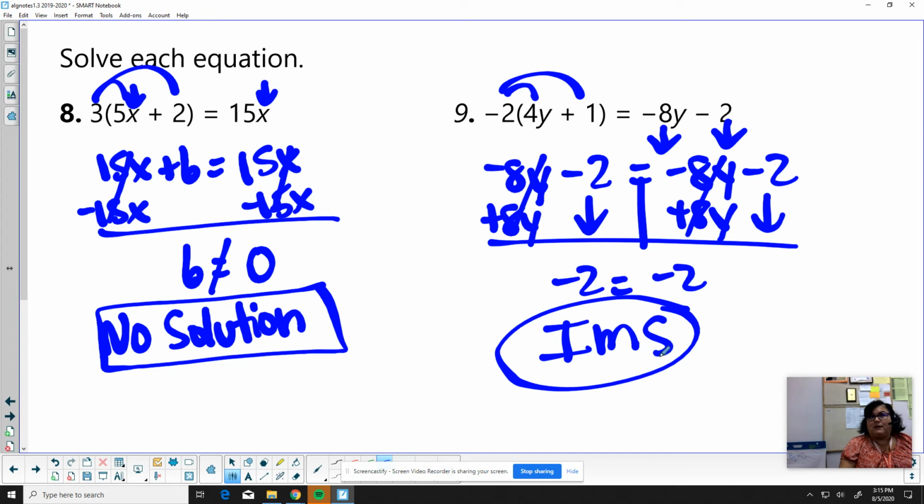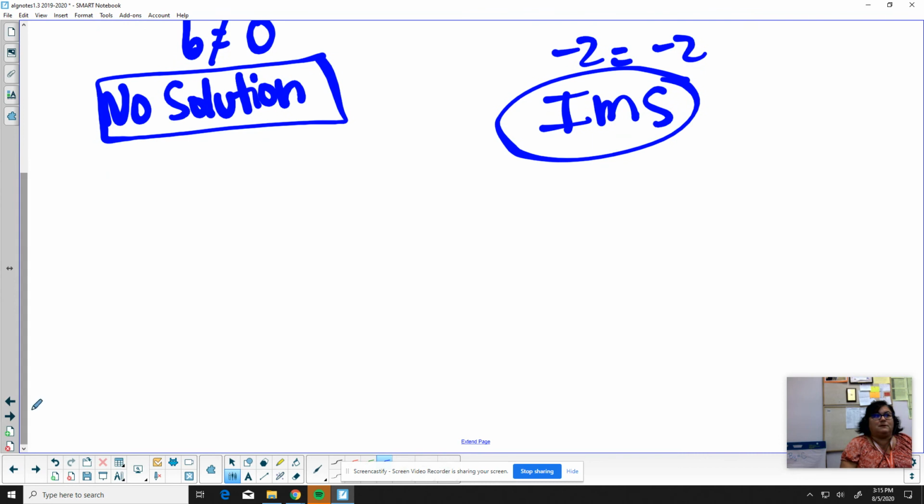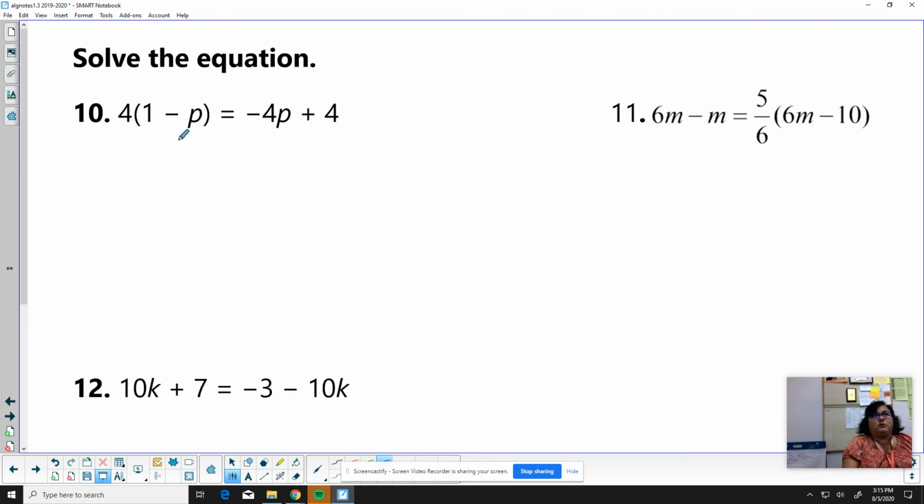That's my answer. That means I could put any number in here for y as long as I put the same number in both places, and it will make it a true statement. That's what it means. So you only have those when your x's cancel. Then you look at the constants to see if it's true or false. All right, your turn. You try, pick 2 out of 3 and try them.